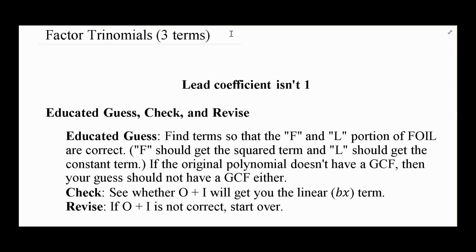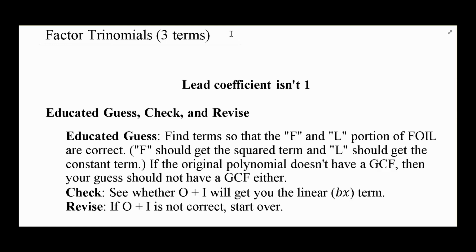So what we're going to do for our educated guess, check, and revise is we're going to set up some parentheses and we're going to figure out what could possibly go in there to be a smart guess. Now this guess might be right, it might be wrong. We're going to check it and say, is this the right way to factor? If it is, we're done, we're good. If it's not correct, then we'll go ahead and start over. So the way we're going to make this smart guess is we're going to make sure that no matter what, the F and the L portion of FOIL are correct.